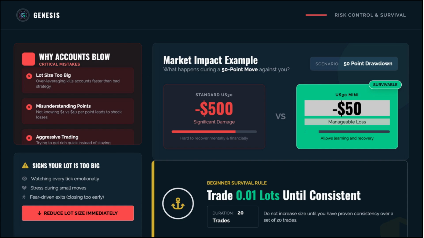So now, a 10-point move is about $10, and a 50-point move is about $50. Nothing about the market changed. The only difference is how much money moves with each point. And for beginners, this smaller exposure gives you room to learn without large swings in your account.